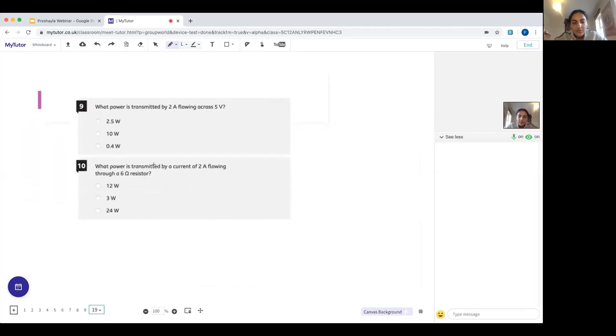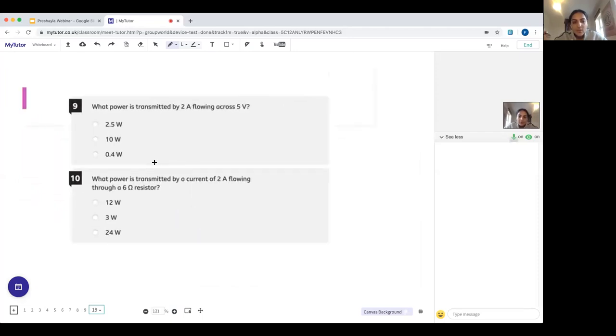Okay, so 2 more quick fires. What power is transmitted by 2 amps flowing across 5 volts? And what power is transmitted by a current of 2 amps flowing through a 6 ohm resistor? So again, relies on you knowing the equations. If you don't quite remember them, P equals IV and P equals I squared R.